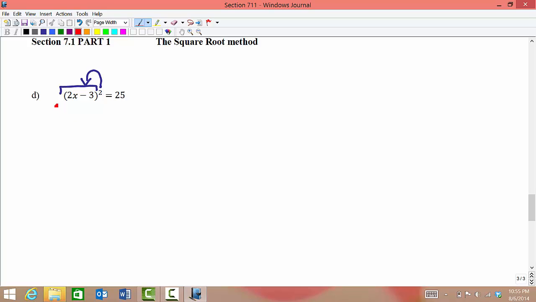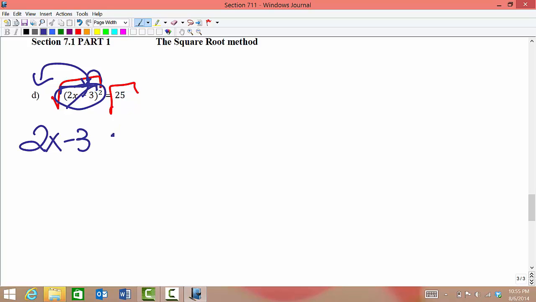So we want to take the square root of both sides. And we have a group of 2. We have 2x minus 3 times 2x minus 3. If we can find a group of 2, circle it, cross it out, bring one of them out to the front. So 2x minus 3 equals, and we want to put in our plus or minus, and then the square root of 25 is 5.